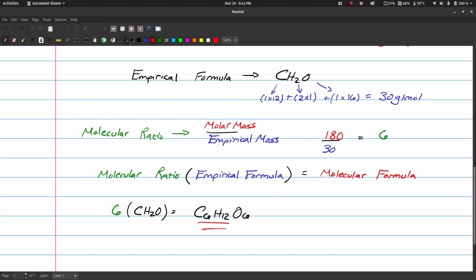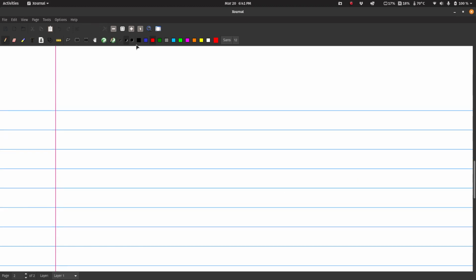So I'm going to go on to some examples to see how you would use this. So we're going to talk about possibly solving for our empirical formula again, just to kind of review it.